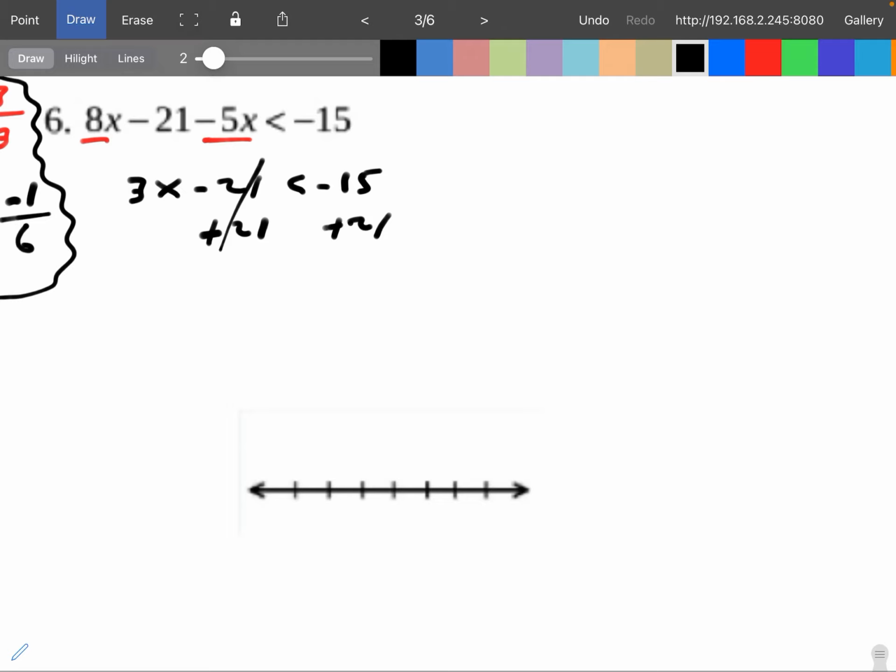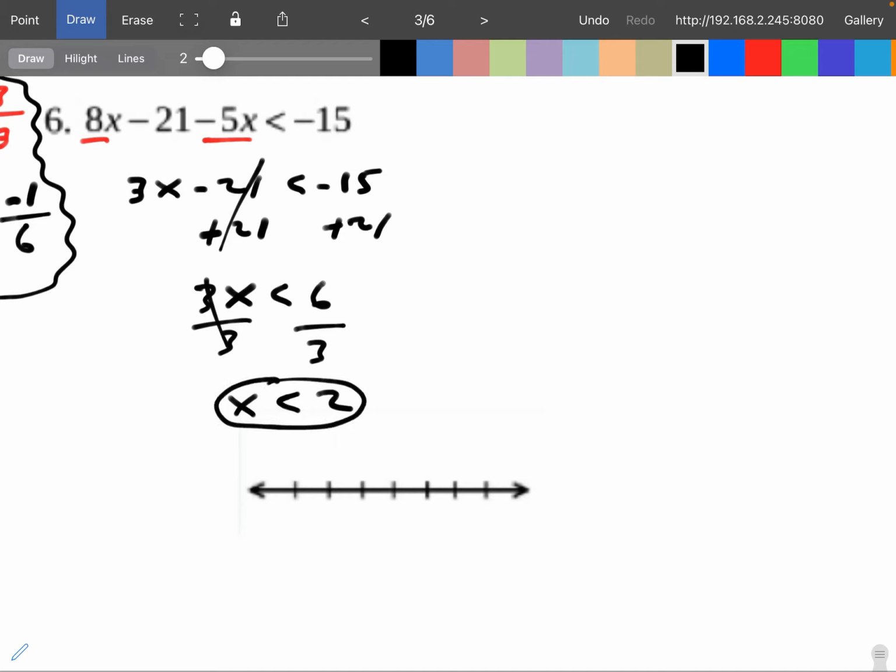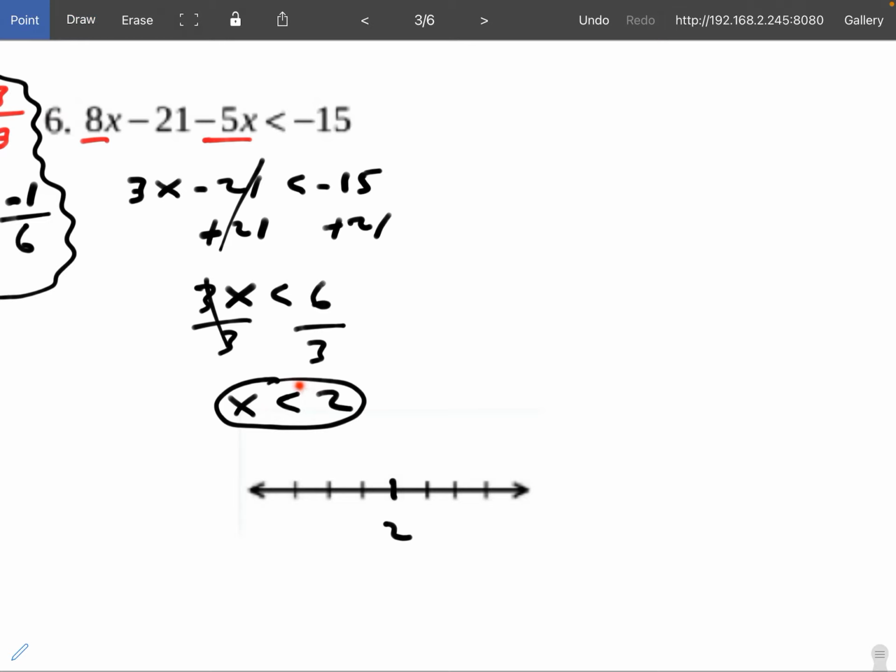All right, so then we're just down to a two-step inequality again. So we're going to add 21 on both sides. And the negative 21 plus 21, that's 0, that cancels out. So then I just got 3x on the left side, and on the right I got 6. And it's still a less than. And then I just divide both sides by the number out in front of the variable. And these 3's cancel out and make a 1, so I get 1x is less than 2.